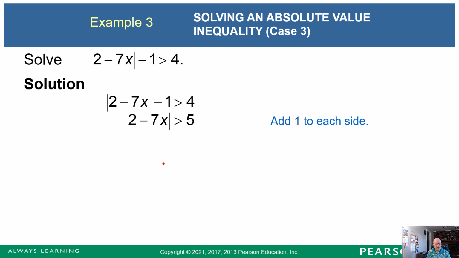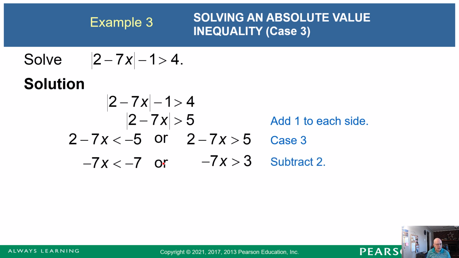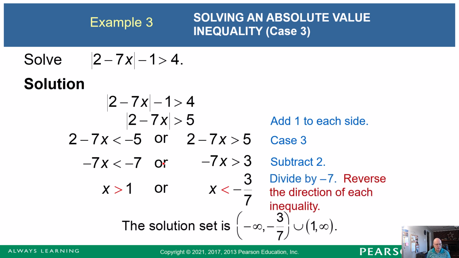That means that the 2 minus 7x is going to be greater than 5 or less than -5. There you go. Solve each one of those. Subtract 2 from both sides on both of them. And divide by -7. Remember, you're dividing by -7. What happens? The inequality reverses. And there you've got your 2 numbers. And the solution set you have to write separately because they don't overlap. So the first part goes from negative infinity to negative 3/7. The second part goes from 1 to positive infinity.